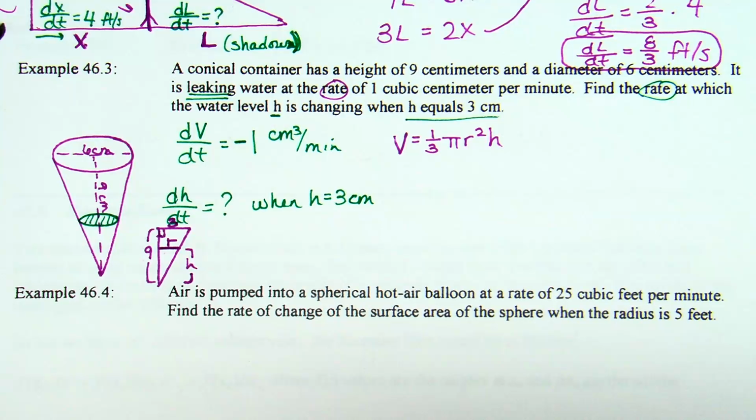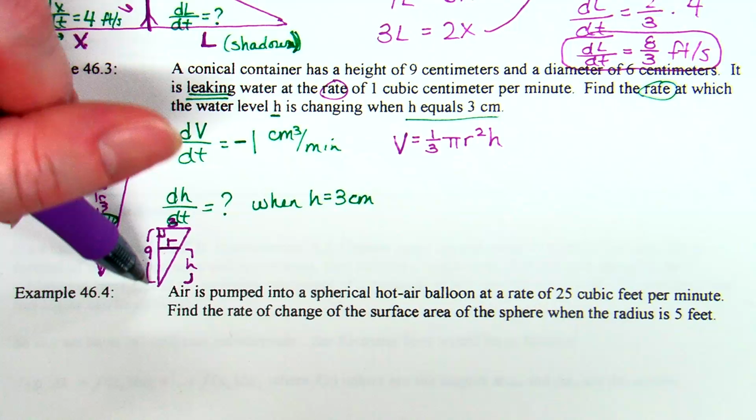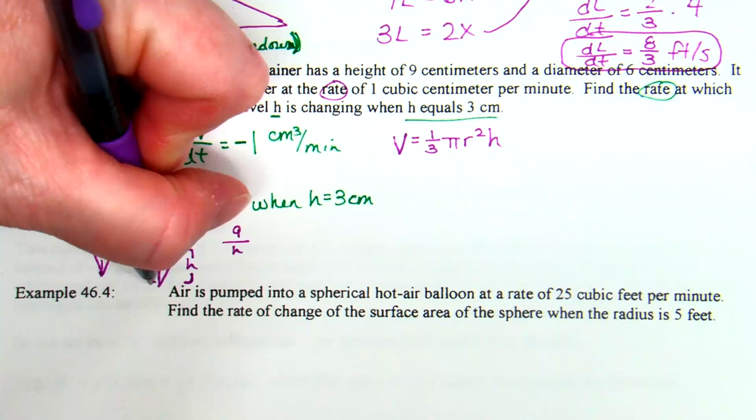So if we do our similar triangles like we did in the previous example, let's see, I'm trying to look at how we did it. So we did big to small. So if I do big to small, 9 from the big pairs with h from the small, because the height of 9 to the height of h. And then 3 from the big pairs with r from the small.